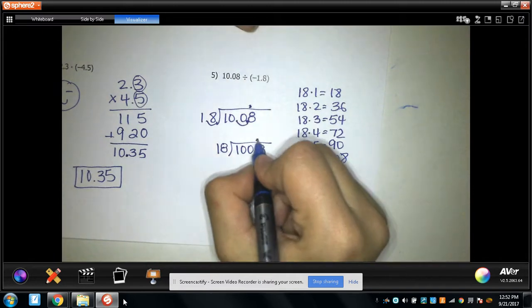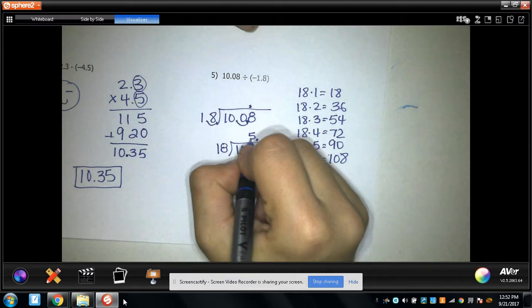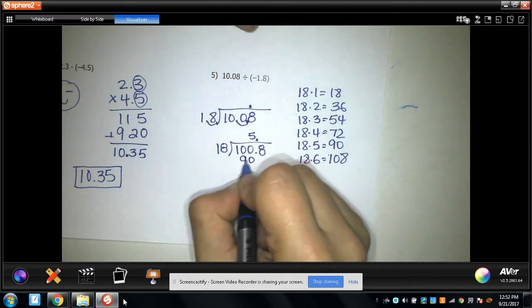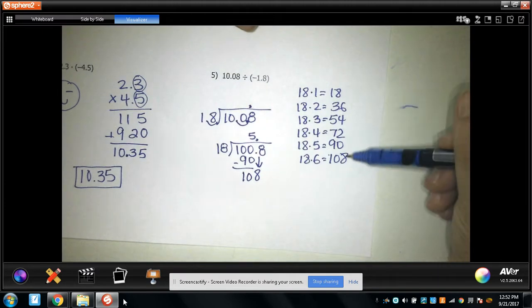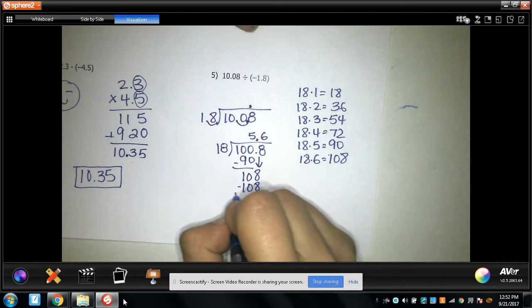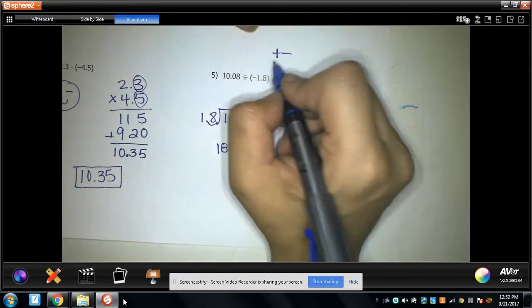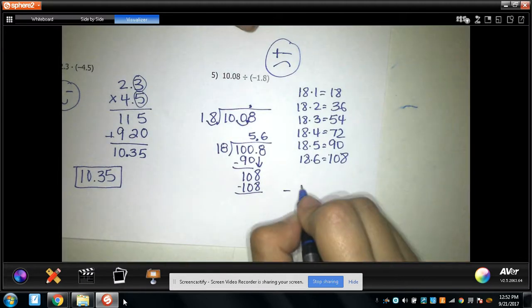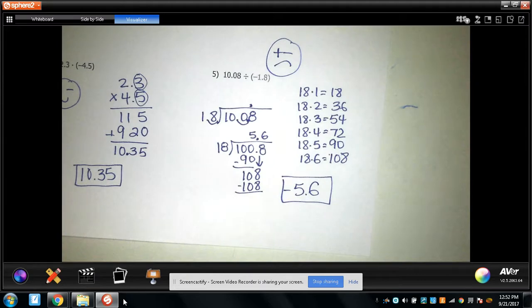So how many times does 18 go into 100? 5 times. Because 5 times 18 is 90. How many times does 18 go into 108? 6 times. Because 6 times 18 is 108. And then finally I double check my sign. Since this is a positive divided by a negative, my answer is going to be negative 5.6. All right, please see me if you have any extra questions.